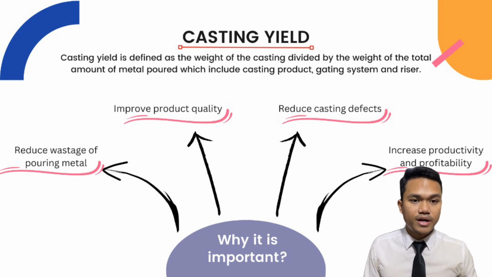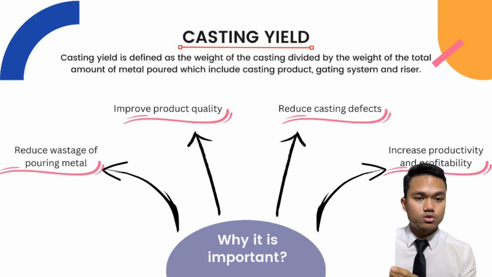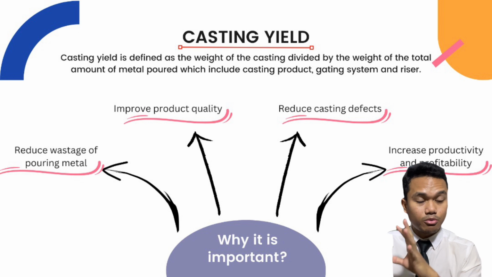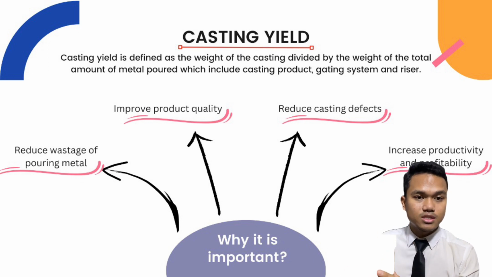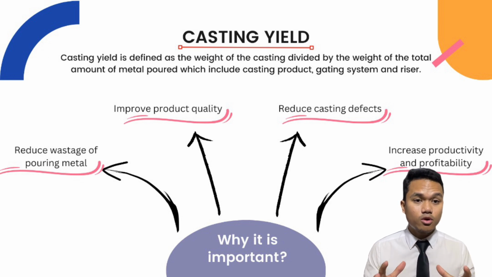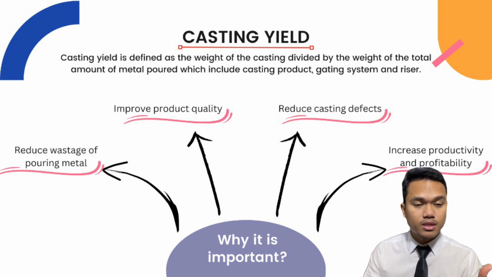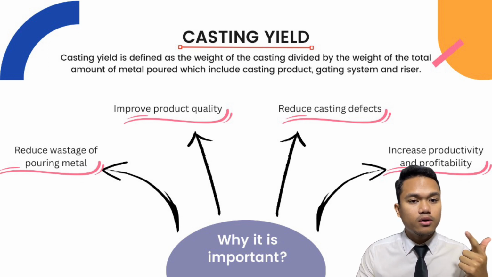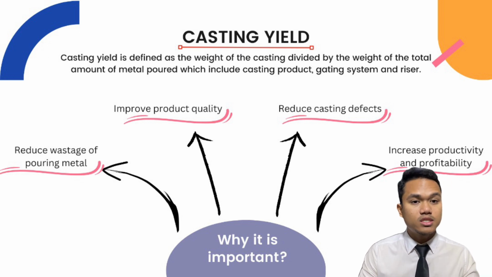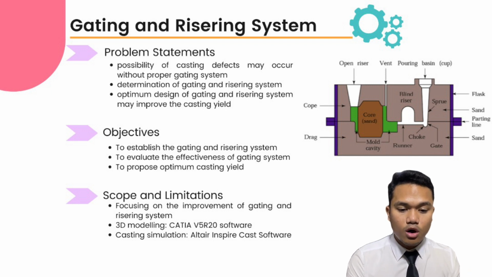Casting yield is defined as the weight of the casting divided by the total amount of metal poured, which includes the casting product and also the gating system. A high percentage value of casting yield means that the overall performance of the casting process is efficient. Therefore, it can reduce the wastage of pouring metal, improve the product quality, reduce the casting defects, and also increase the productivity.